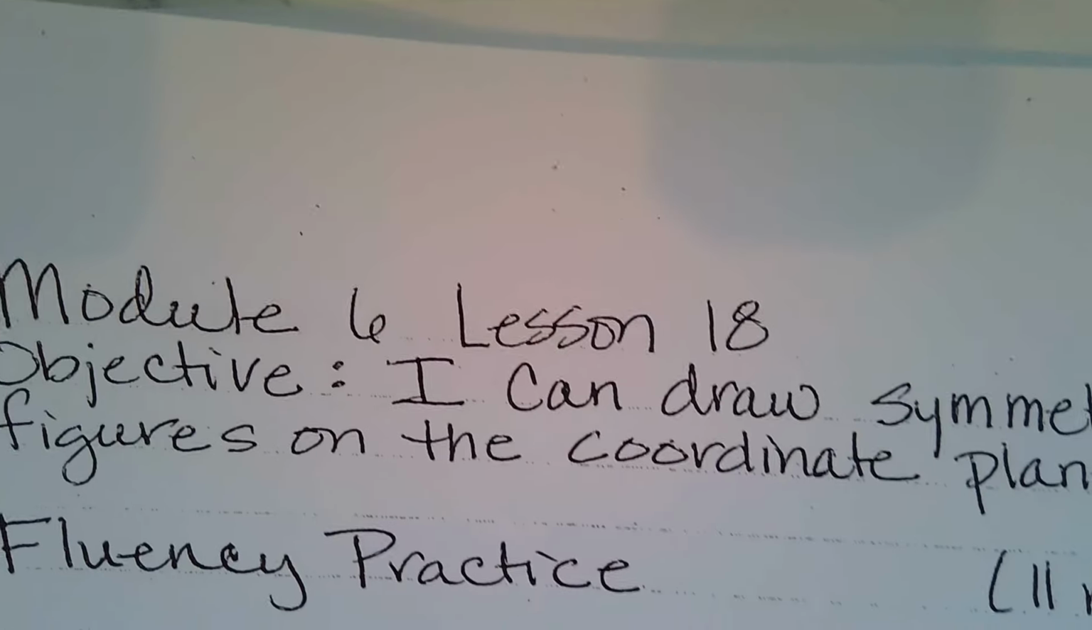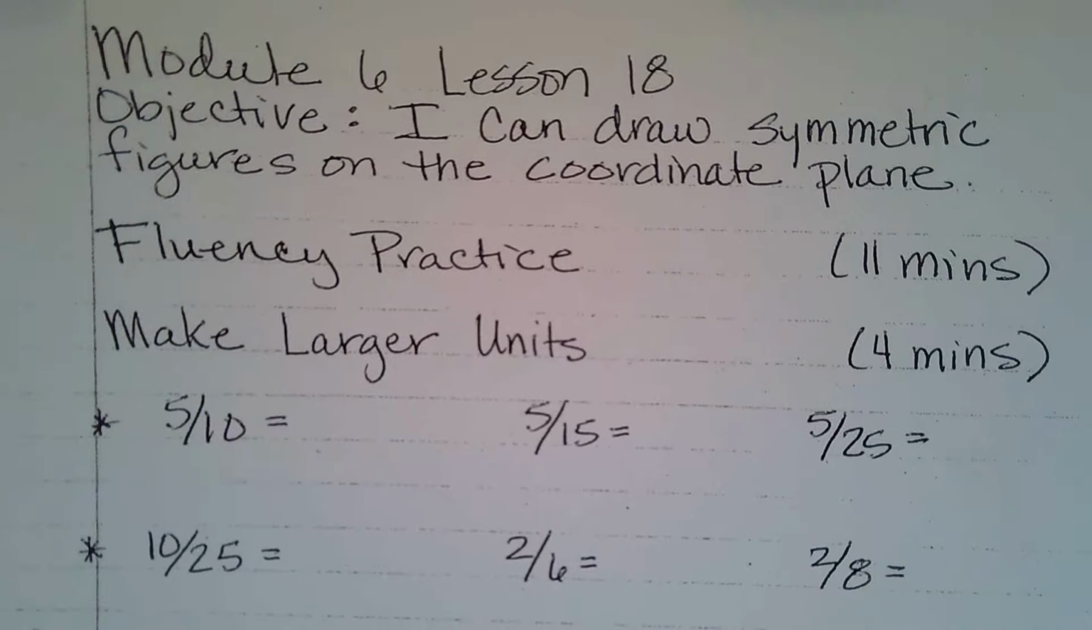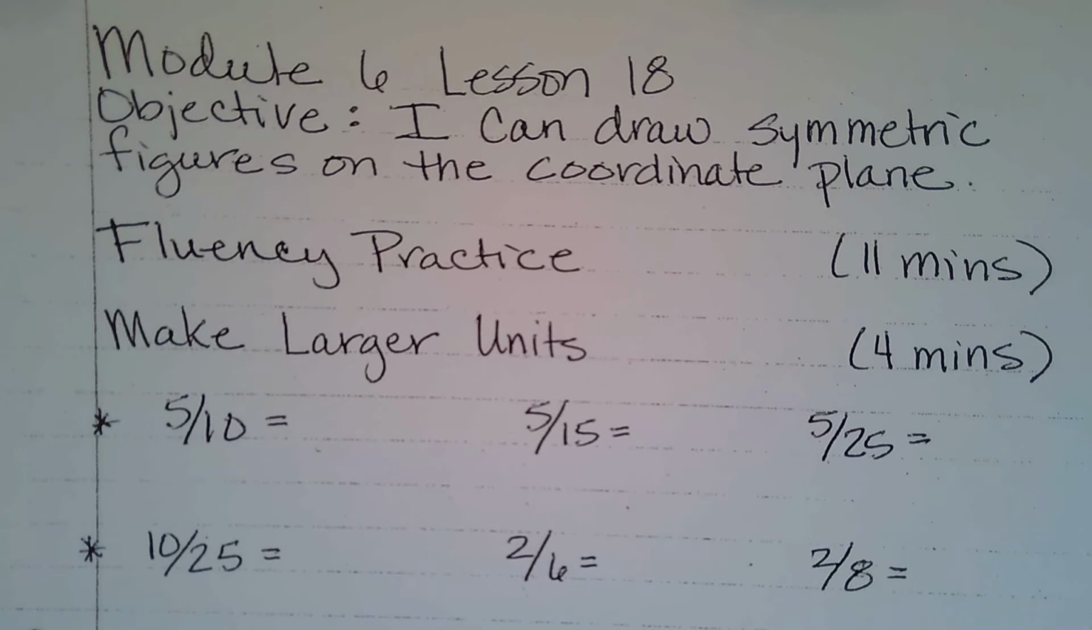This is Module 6, Lesson 18. Read the objective with me while I read it out loud. I can draw symmetric figures on a coordinate plane. So yeah, we're going to use that coordinate plane and draw symmetric figures using more than just the one coordinate plane. We're going to actually use all four sides of the coordinate plane.